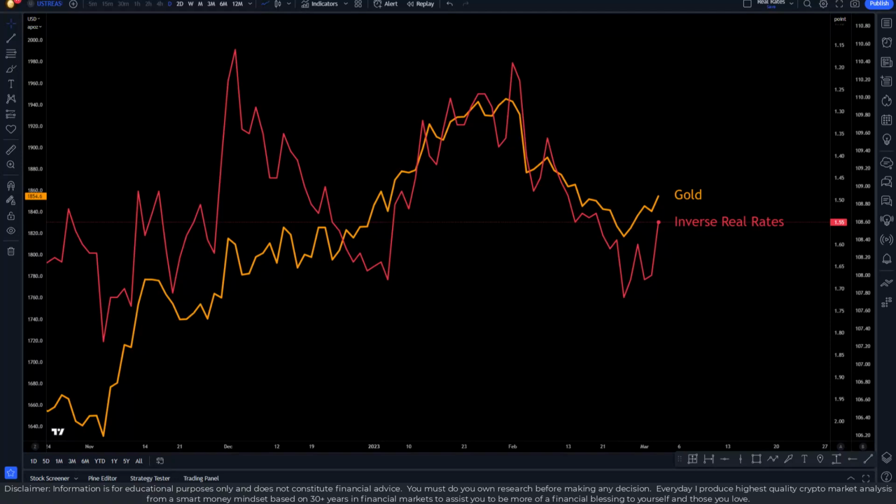It's much, much clearer. One thing that we saw recently, inverted real rates were decreasing and gold was starting to get into a breakout channel. And what actually happened? The inverse real rates confirmed the breakout in gold. And we can see when gold turned over, inverse real rates were also coming down. It looks like inverse real rates are starting to cross over again. This could be very, very good for gold investors and traders.